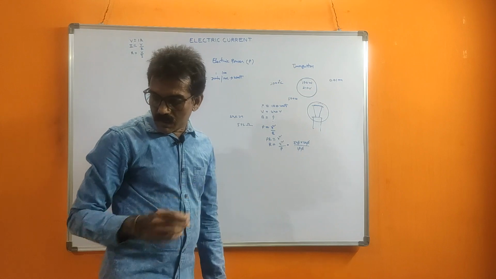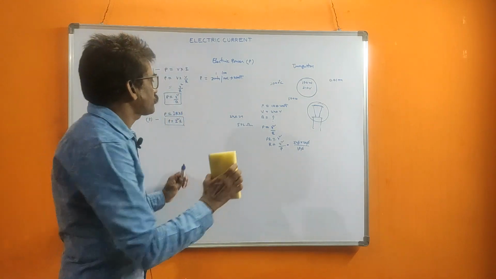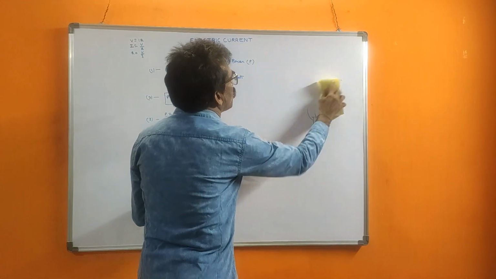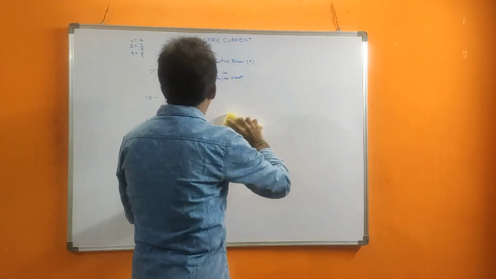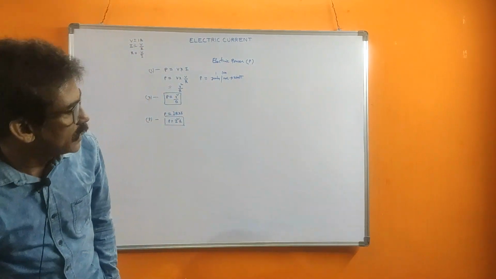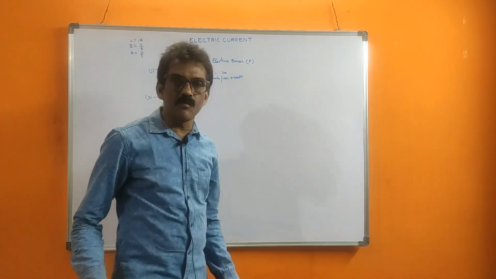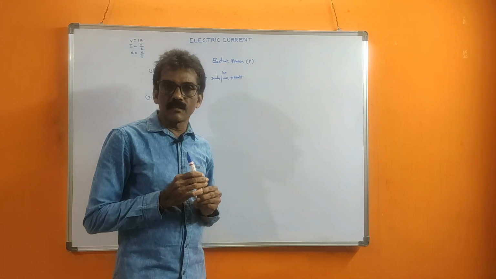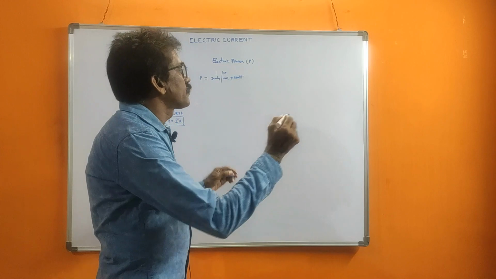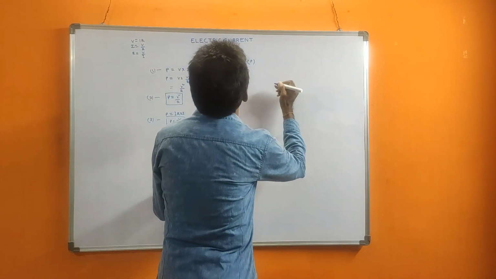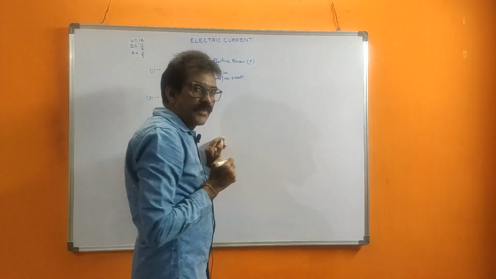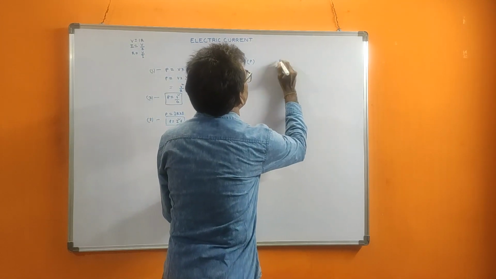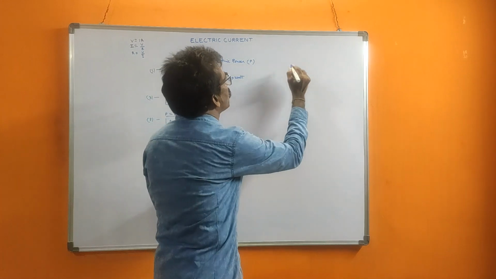What is energy? Energy means, for a certain period of time, how much power the electrical appliances are consuming; that is called energy. Watt is a very small unit, that's why commercially they take the kilowatt.